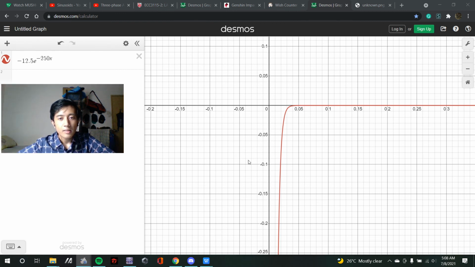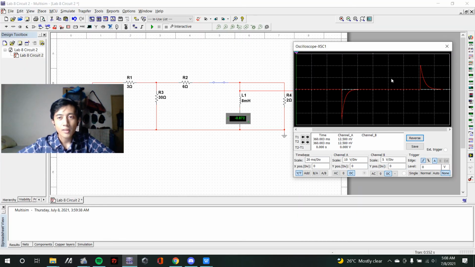So that is how the RL circuit natural response works, in which the inductor will dissipate and store the energy from the circuit. So I think that's all that I can explain.